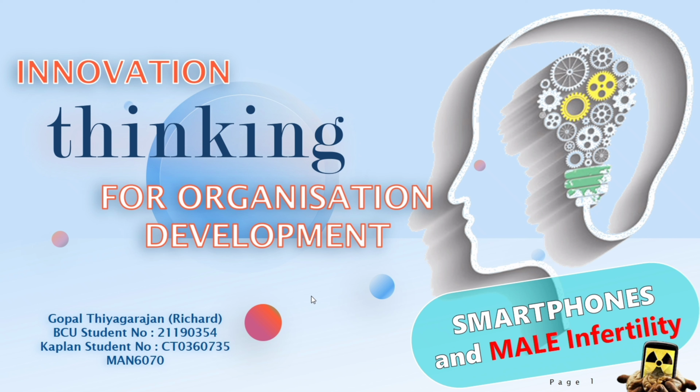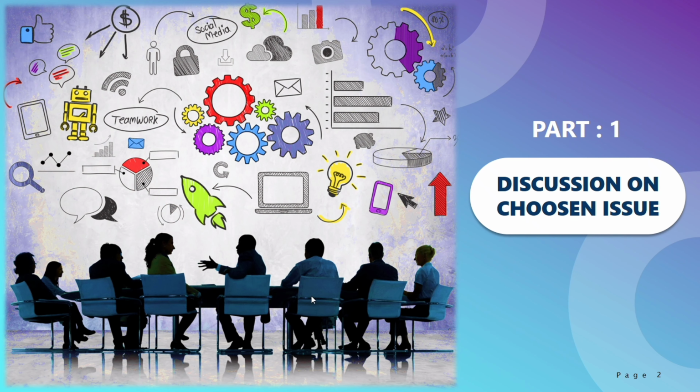2119035. Here I am presenting Innovation Thinking for Organizations and Development. My project title is Smartphones and Male Infertility. First of all, I choose an idea and issues and how to move further.